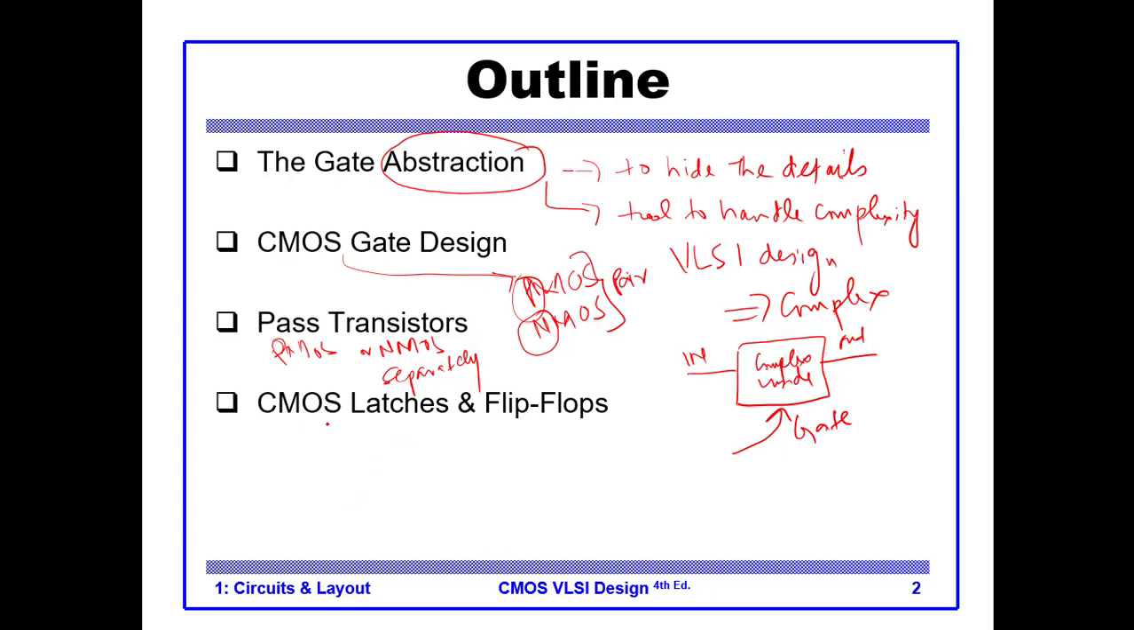And then the last topic of this lecture will be about latches and flip-flops. These two are basically sequential elements. So we have combinational and sequential: gates are combinational and the flip-flops are sequential elements.